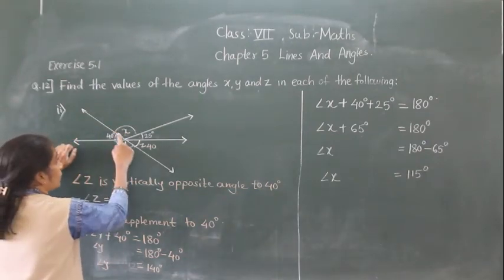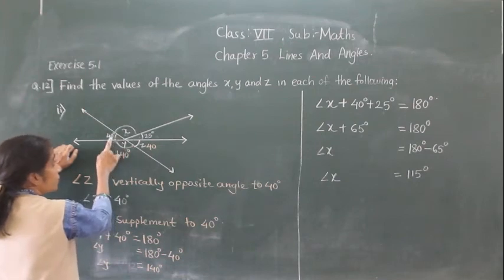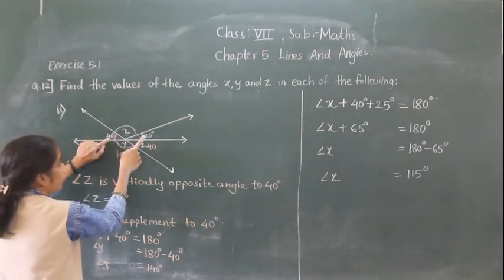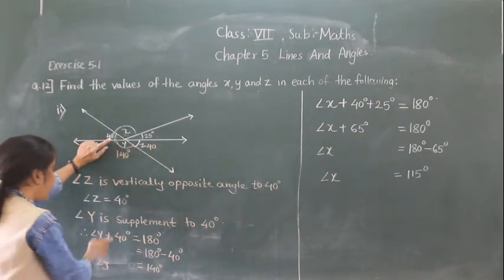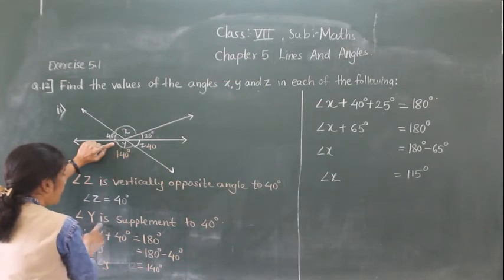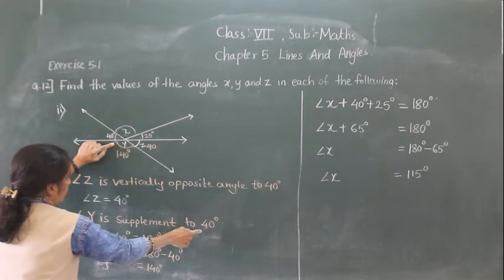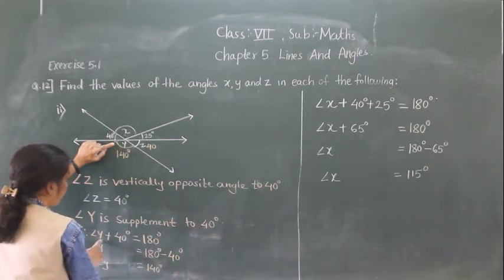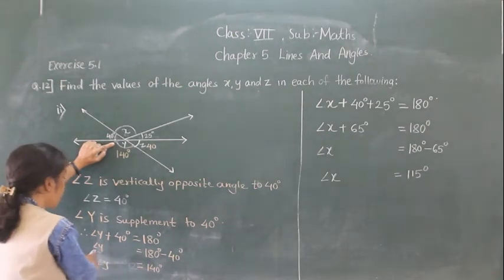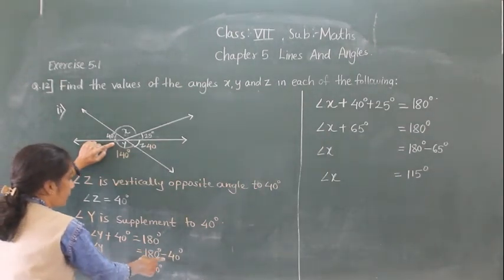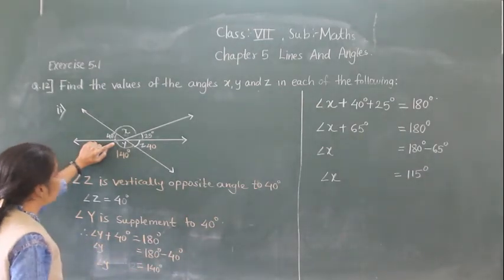See, angles x and y are not vertically opposite angles. Which angles are vertically opposite? The 40 degree angle and angle z. Then angle y is supplementary to 40 degrees, so angle y plus 40 degrees is equal to 180 degrees, and subtracting, angle y is equal to 140 degrees.